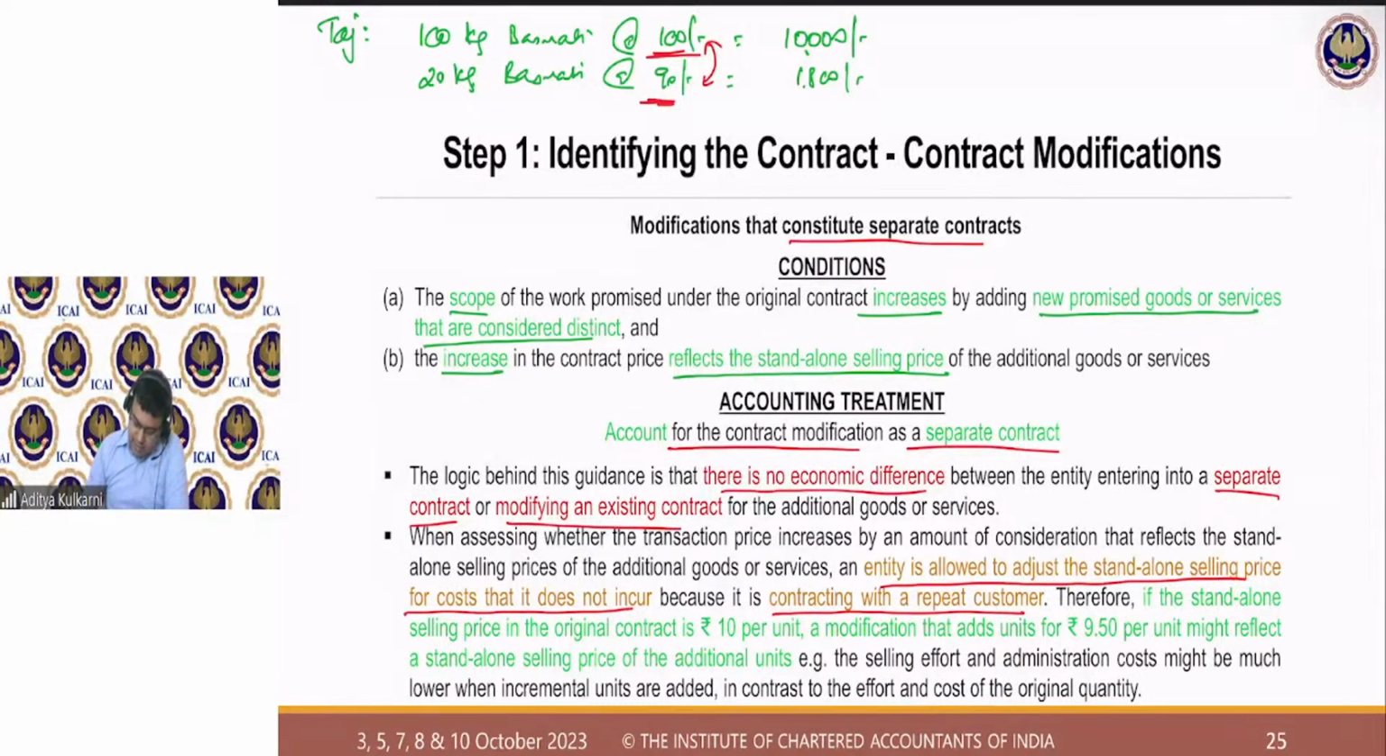Therefore, if the standalone price is say rupees 10, a modification that adds 9.5 might reflect the standalone selling price of the additional unit. Example, selling effort, admin costs, etc. might be much lower when incremental units are added. So therefore, you don't necessarily end up ensuring that it is the same rate. Rates can change. Okay. So that was modifications constituting separate contracts.